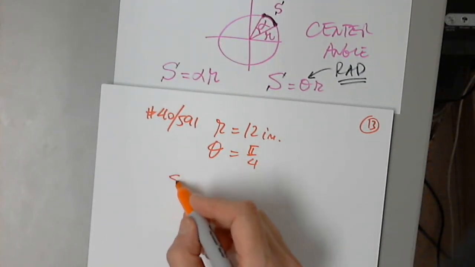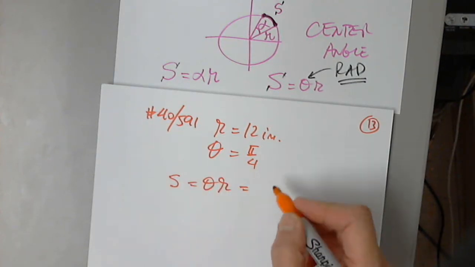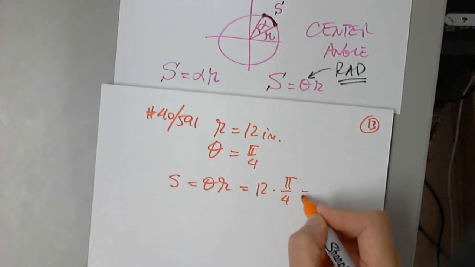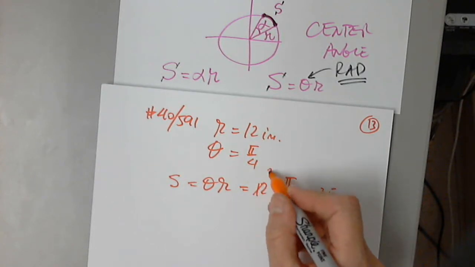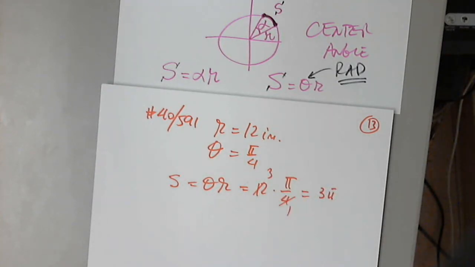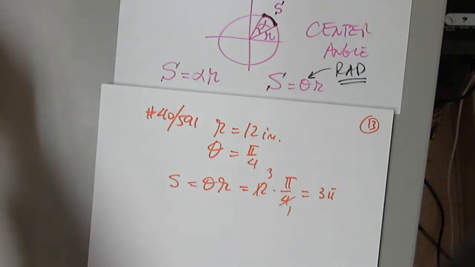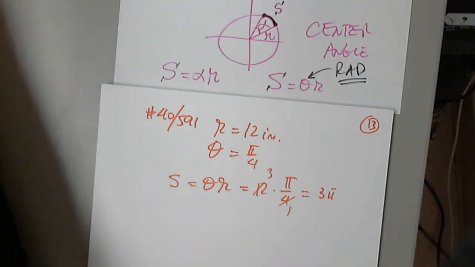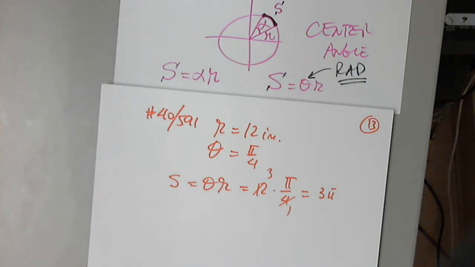Arthur, you have a question? Okay. Theta times r, so this is 12 times pi over 4, or 3 pi after you simplify. Yes, we can plug it in and approximate it if that's what you want.